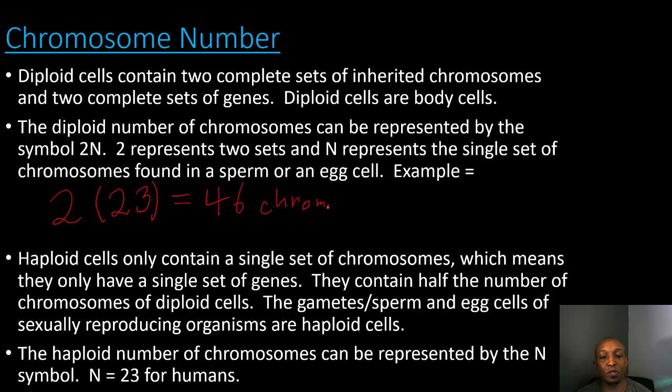And then if we notice, haploid cells only contain a single set of chromosomes, which means they only have a single set of genes. They contain half the number of chromosomes of diploid cells. The gametes, sperm and egg cells of sexually reproducing organisms, are haploid cells. The haploid number of chromosomes can be represented by the symbol n. So for example, n equals 23 for humans.